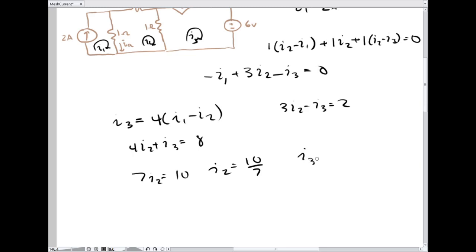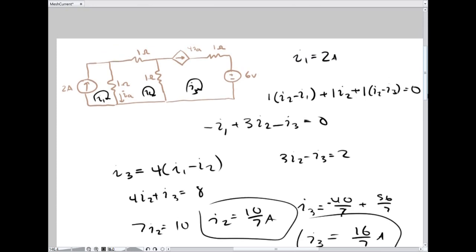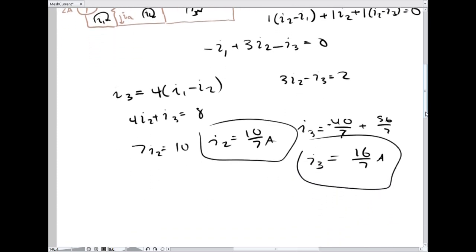I3 is equal to 40 sevenths with a minus sign plus 56 sevenths, which is equal to 16 sevenths. And these will be amps. Always put units on your stuff. So plug those in and check.